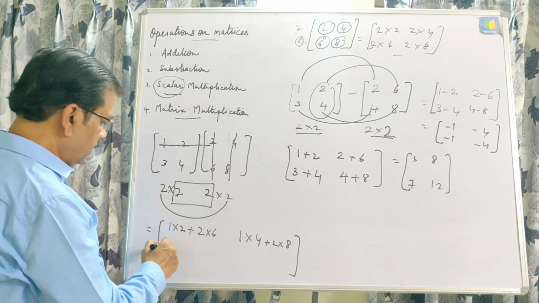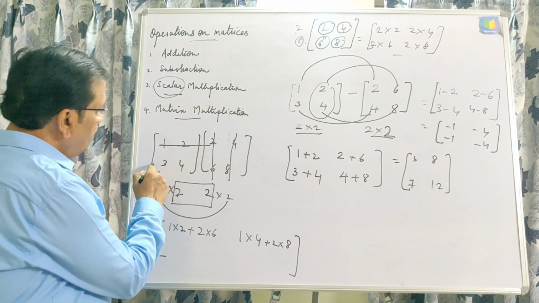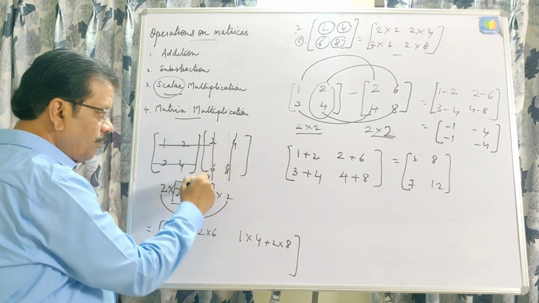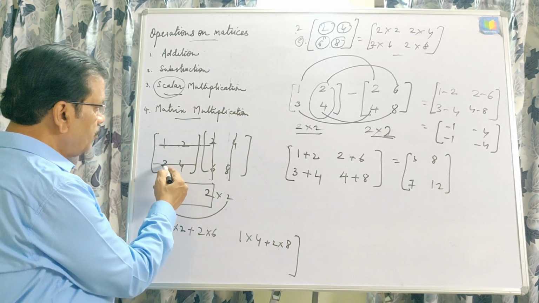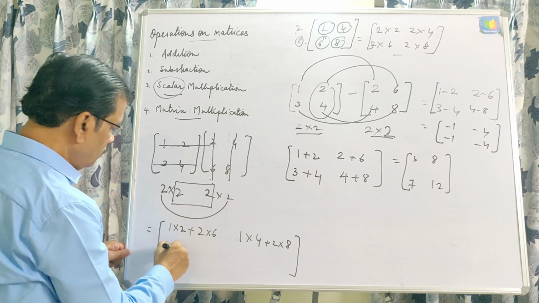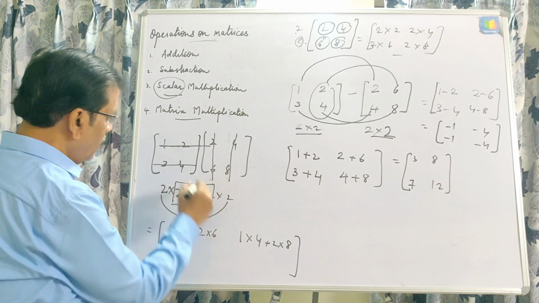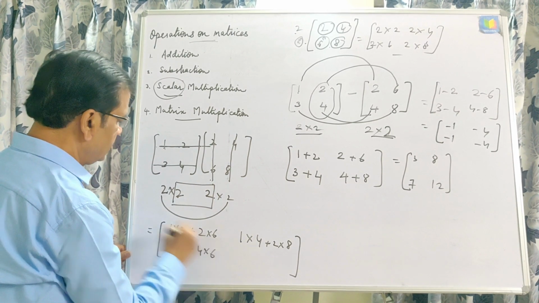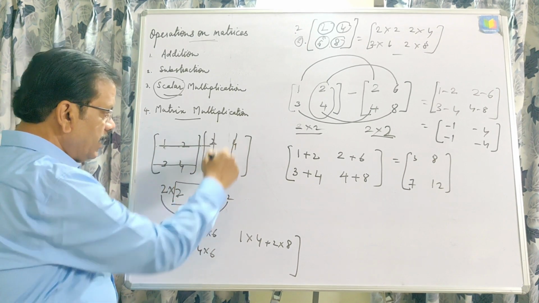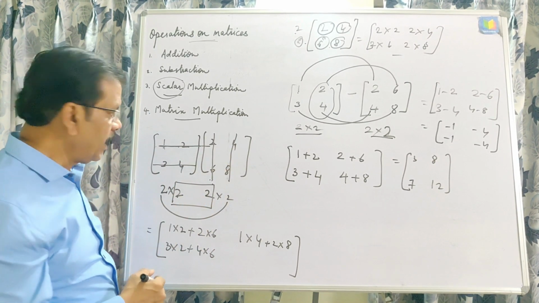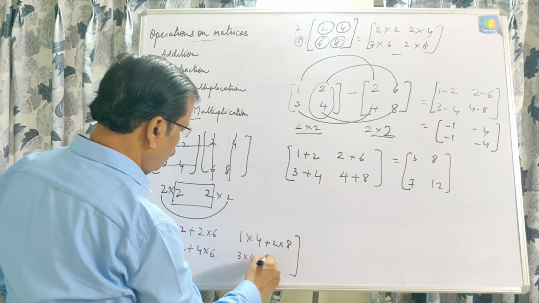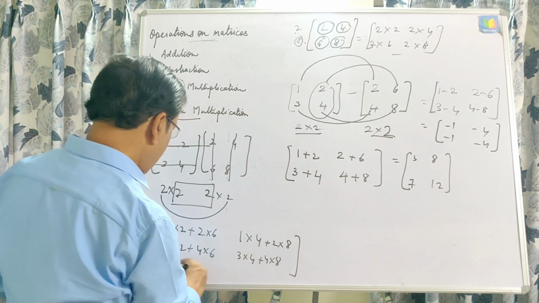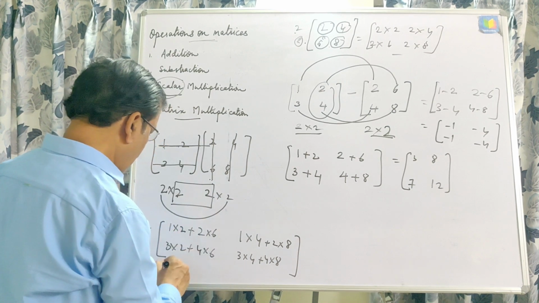In the same way for this element, second row, first column, corresponding elements multiplied and added. Second row: 3 multiplied by 2 plus 4 multiplied by 6. Second row, second column, corresponding elements multiplied and added: 3 multiplied by 4 plus 4 multiplied by 8. And this way we are getting the answer.